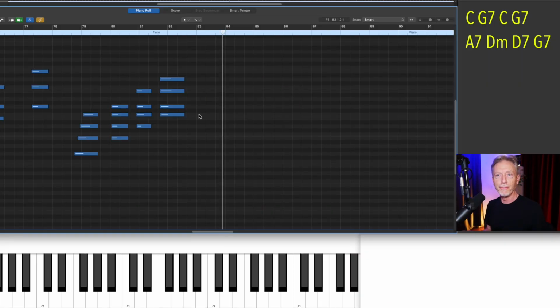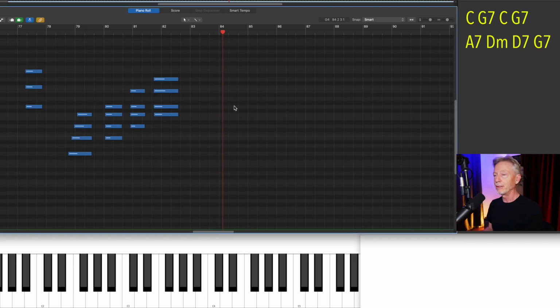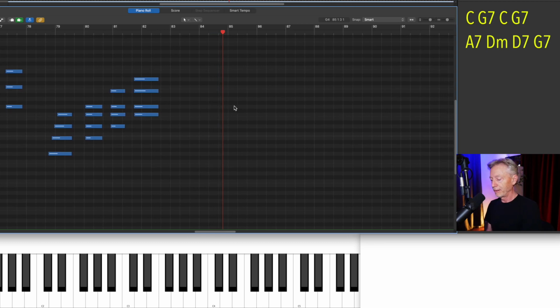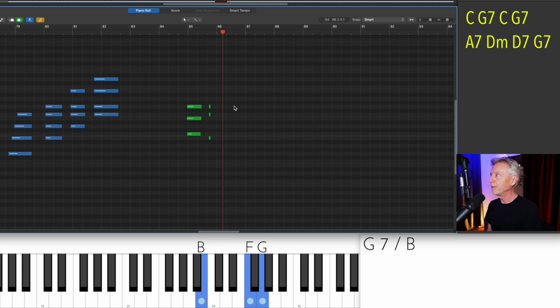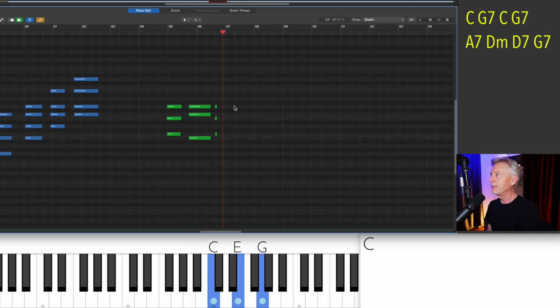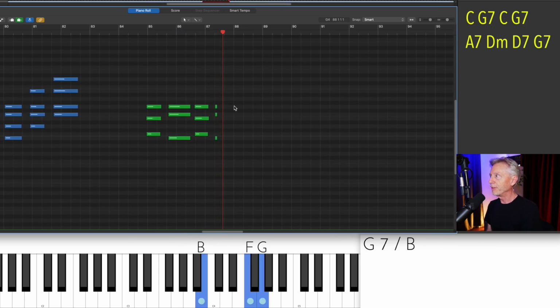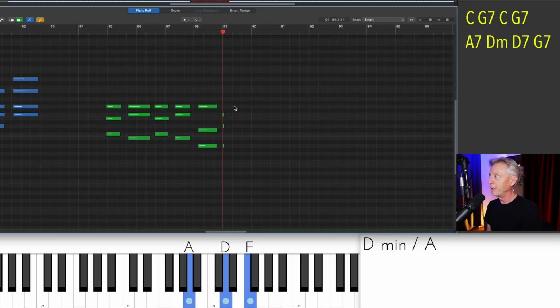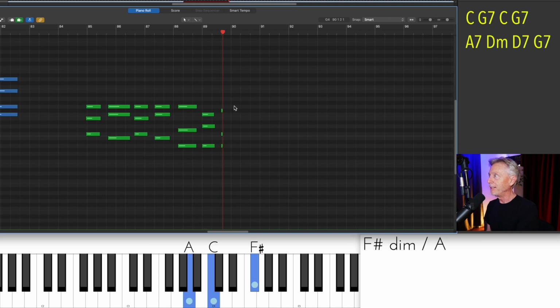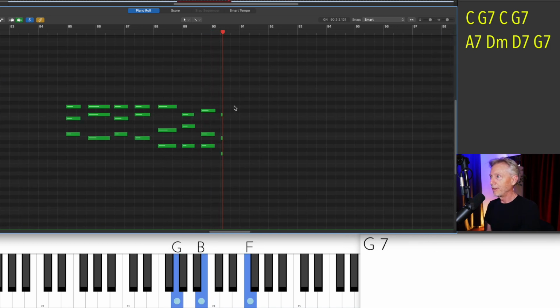Those inversions are very useful for us as we move smoothly from chord to chord. So our chord progression, the yellow one up here, if I moved smoothly through it, might look like this. C, G7, C, G7, A7, D minor, D7, G7.